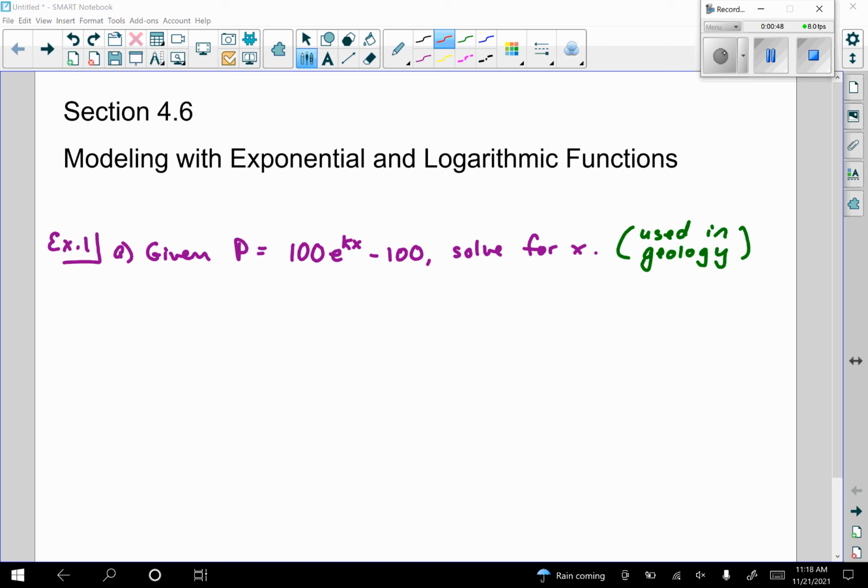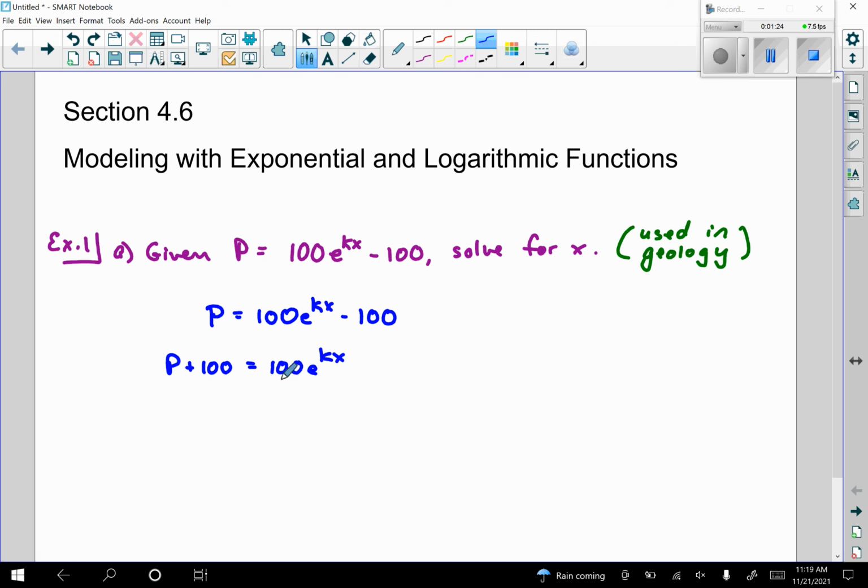Here we're given this formula: P is equal to 100 times e to the kx, kx is all in the exponent, minus 100. We want to solve for x, so we want to get this x that's in the exponent by itself. The first thing we're going to do, I'm just going to rewrite the equation here. What's nice is it gives you where this could be applied, and this formula is used in geology. So I want to take this constant, this minus 100, and just add it to both sides.